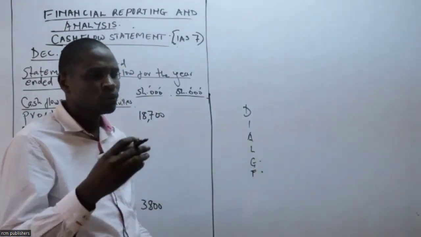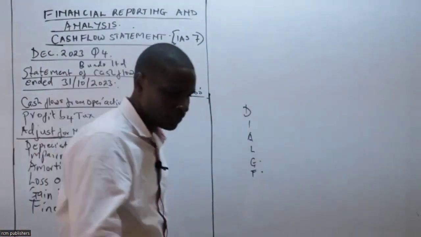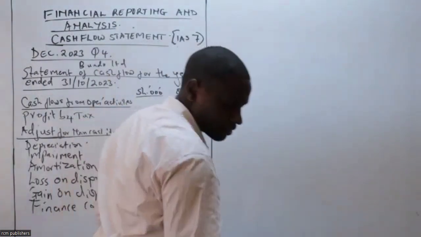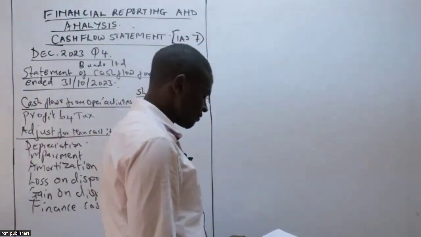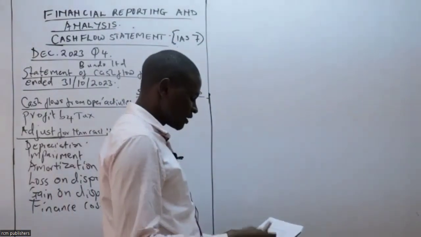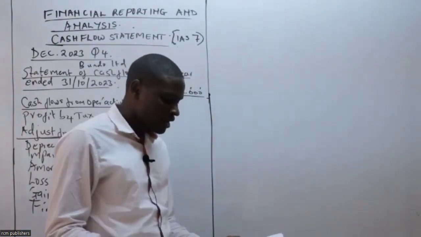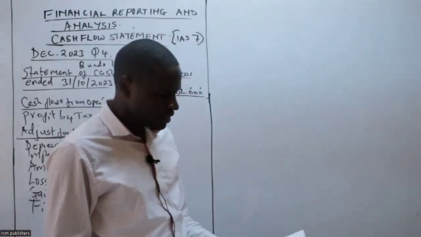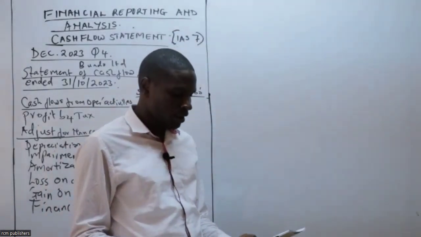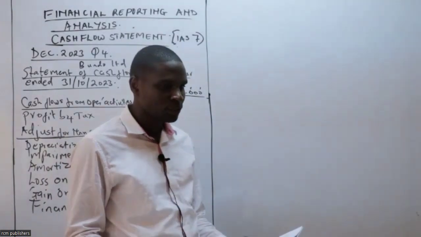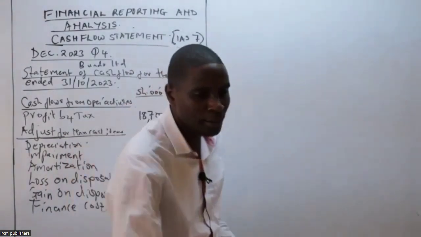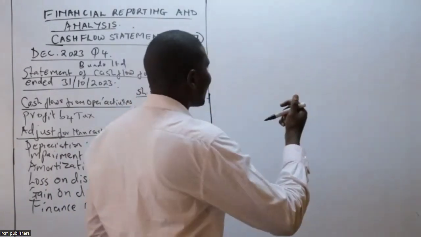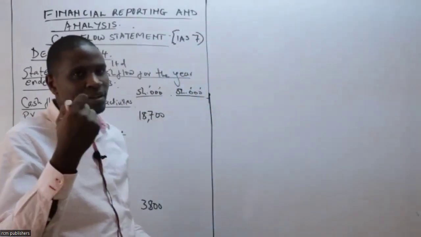Class, I want you to get this very clear and have it. It will be useful as far as financial reporting is concerned. The property, plant and equipment was made up as follows. So we can see cost or valuation, and we have accumulated depreciation. We also have the carrying amount. So we say that the carrying amount is the same as net book value.